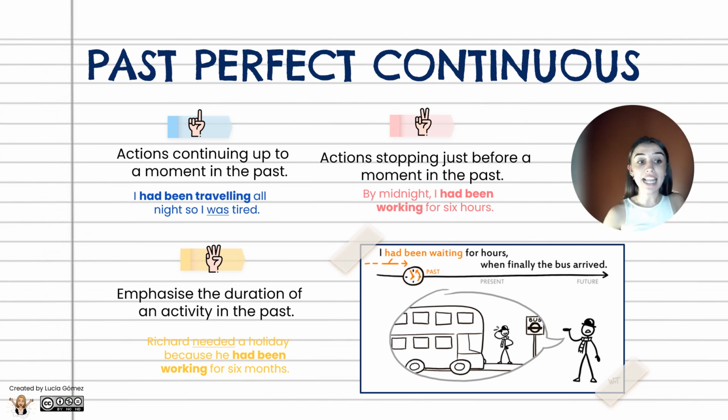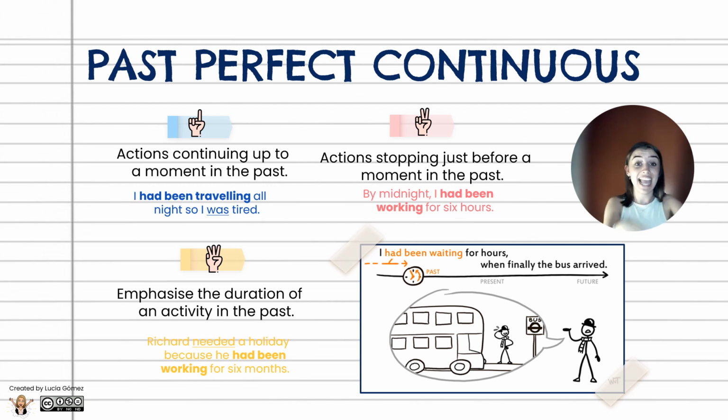¿Vale? And finally, what I've been mentioning, there's an emphasis on duration. We emphasize the duration of the activity in that past happening before the past. Once again, Richard needed a holiday. Ya me estoy situando en el pasado. Richard necesitaba unas vacaciones because he had been working for 6 months. Enfatizo la duración durante 6 meses y él necesitaba unas vacaciones porque él había estado trabajando durante 6 meses.